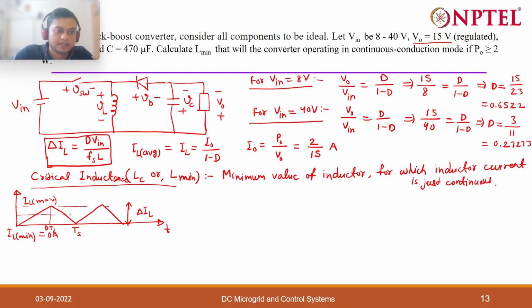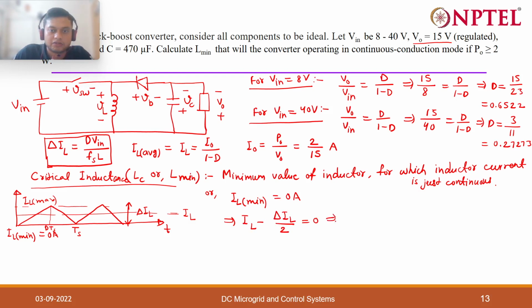And the average of the inductor current will be IL. So for minimum value of inductor with which inductor current is just continuous, IL minimum is 0 ampere. So you can say IL minus delta IL by 2 is that value only. If you see 0 ampere, then IL is equal to delta IL divided by 2. And if you put delta IL as D V in divided by Fs LC, so this is the formula for finding out this critical inductance value.